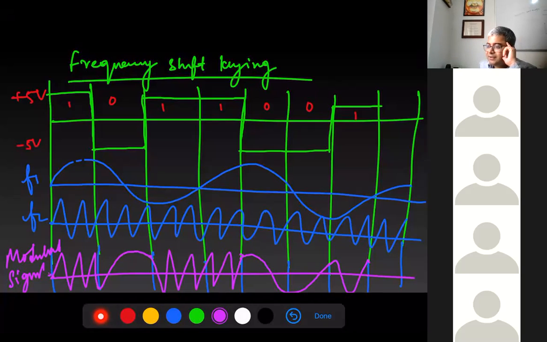आया समझ में? Yes, sir. Easy technique है ना? Yes, sir. Okay. Now coming to phase shifting.